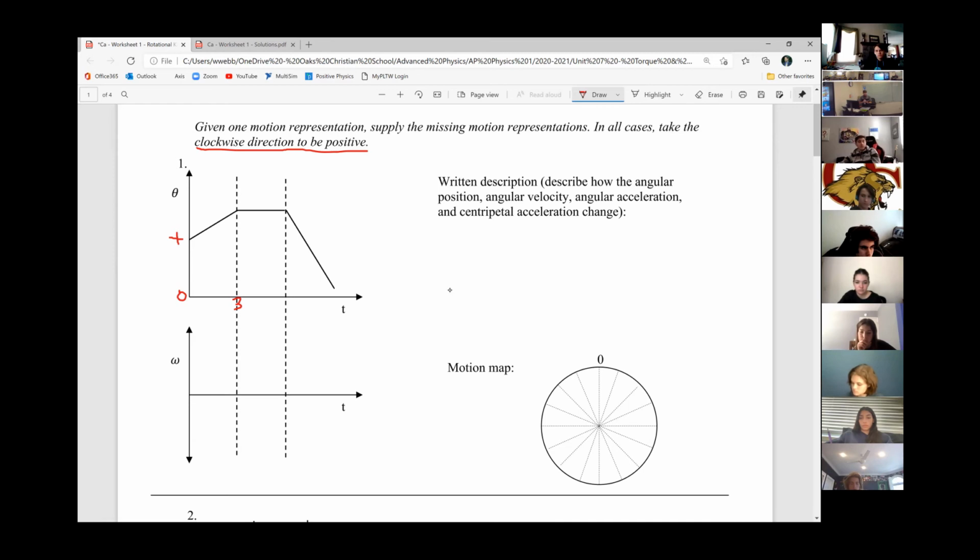All right, well, what if, let's say that this other dashed line here vertically is 6 seconds. So what's happening in the middle 3? From 3 seconds to 6 seconds, what's happening?